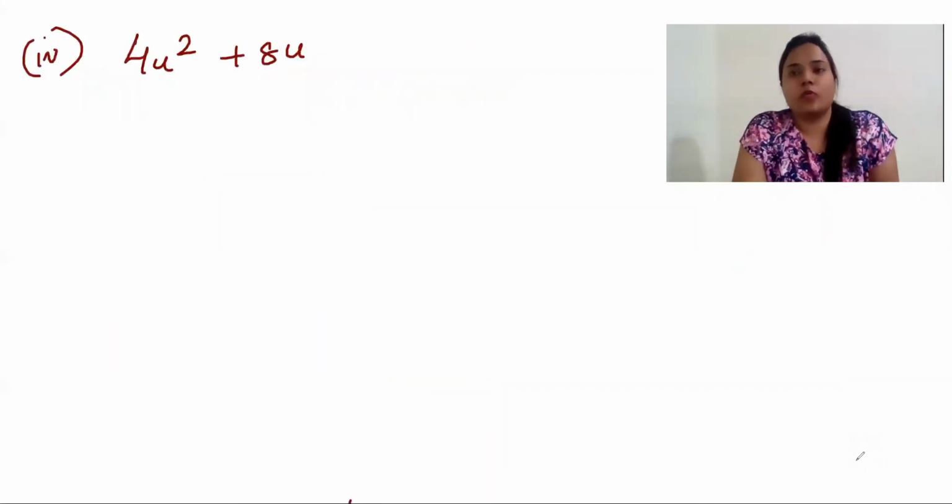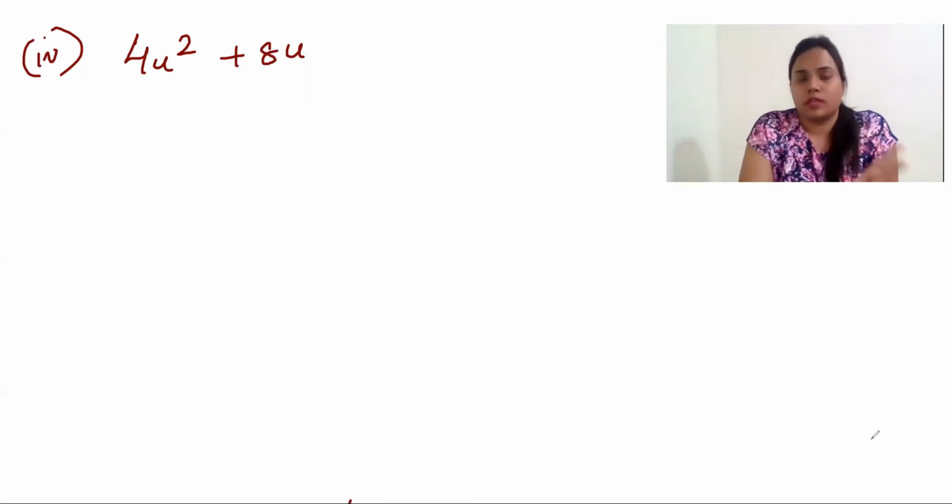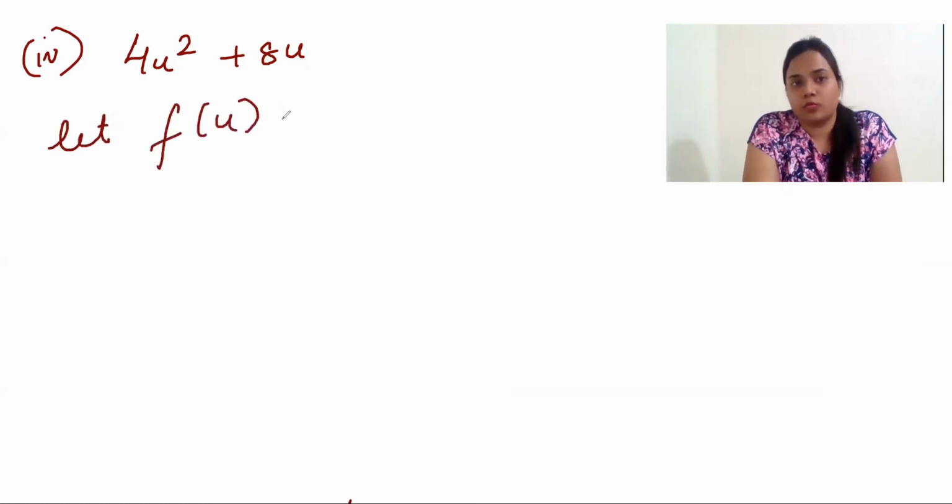See, next question is 4u square plus 8u. In this, we have only two terms, ax square and bx. We don't have the constant term. So we cannot do midterm splitting. We can solve it simply. So in this case, we'll do f of u because the variable used in the question is u. So f of u is 4u square plus 8u.